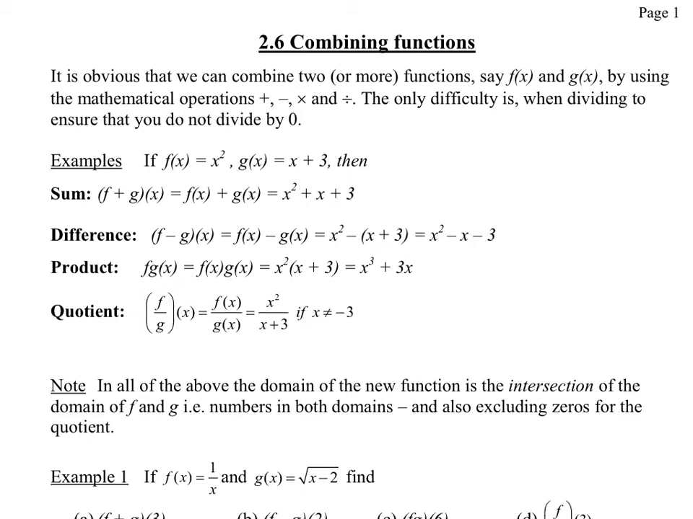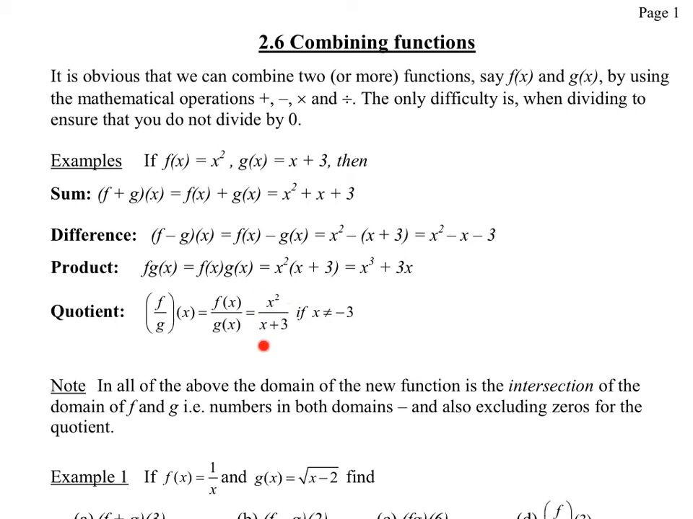Now, when you're doing that kind of thing, it's important to remember that the domain, the possible values of x, have to satisfy f of x and also g of x. If you're adding f of x plus g of x, your x has to work for f of x and also for g of x. If you're dividing f by g, you also have to have the bottom not be equal to 0.